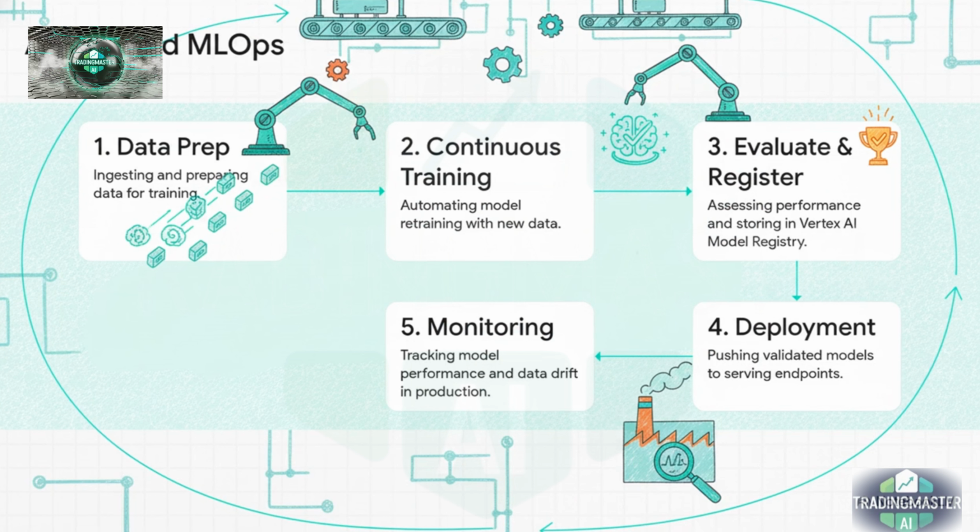And this is that automated factory in action. Using a tool like Vertex AI pipelines, you build this exact loop. You start with data prep, you move to continuous training. That new model gets evaluated, and if it's good enough, it gets registered and deployed automatically. Then you monitor it in production, and those insights feed right back into the start of the loop. It's a beautiful, continuous cycle that makes sure your AI is always at its absolute best.